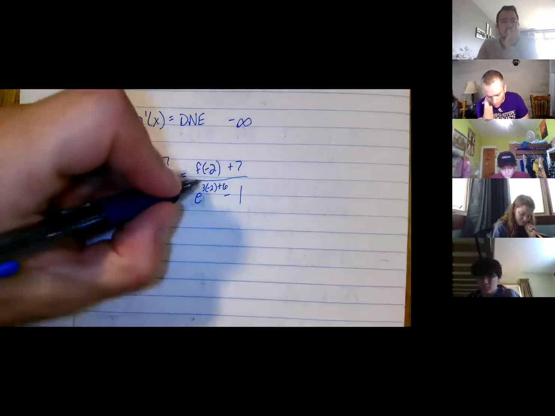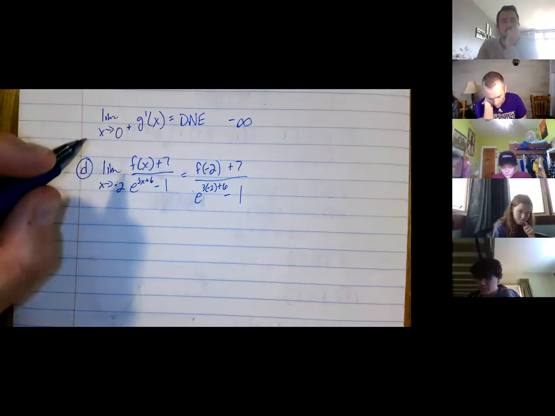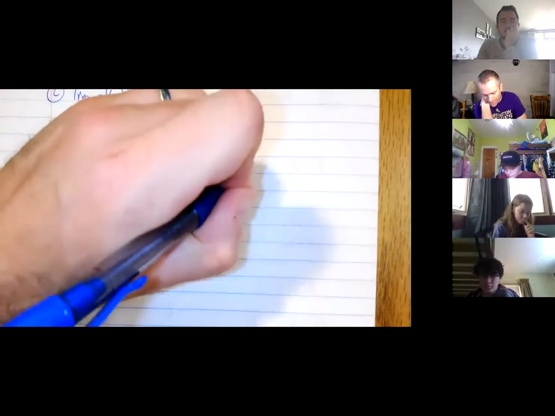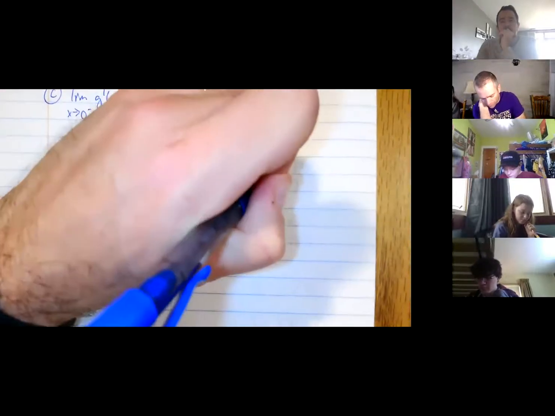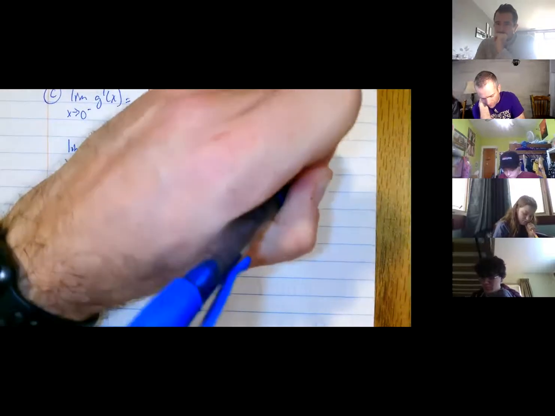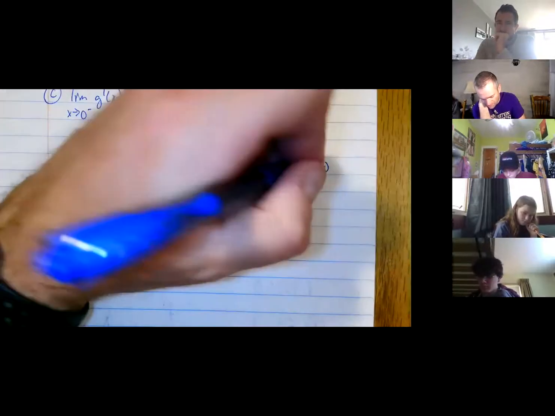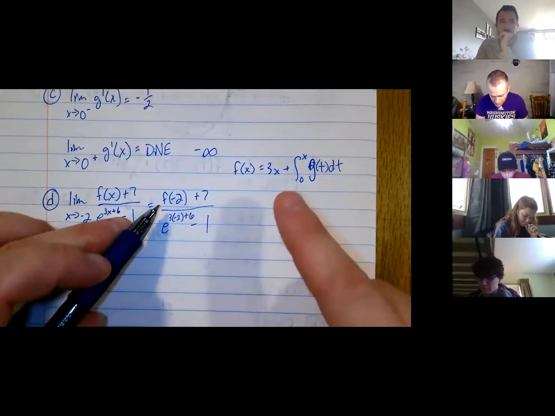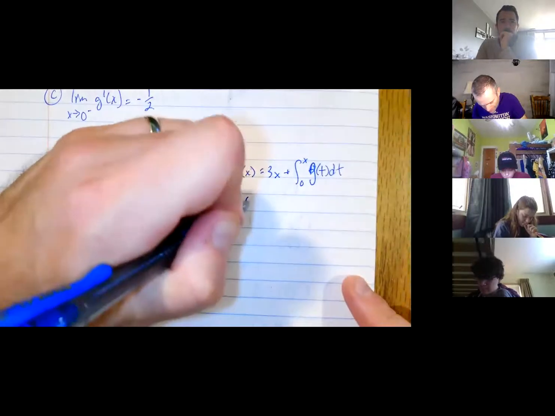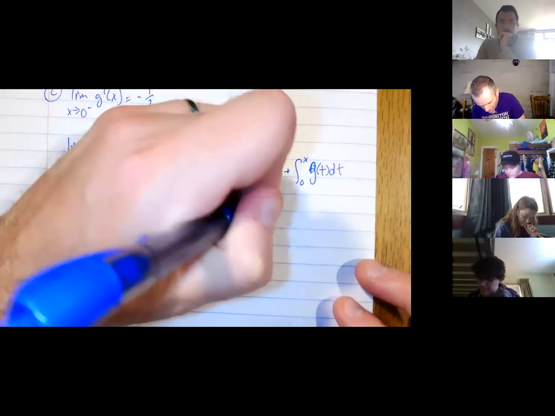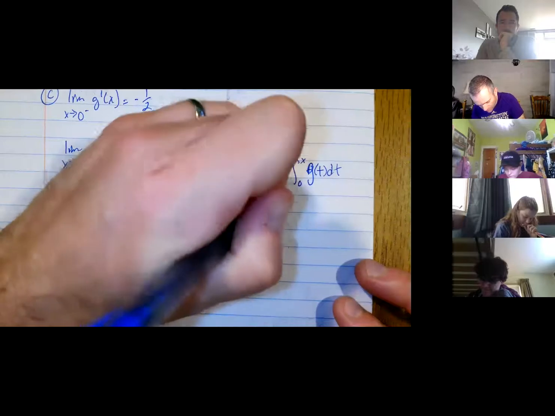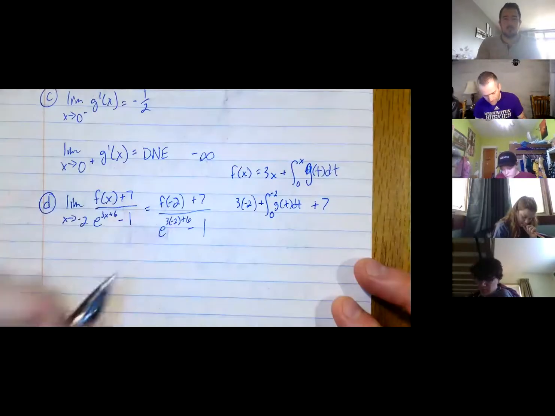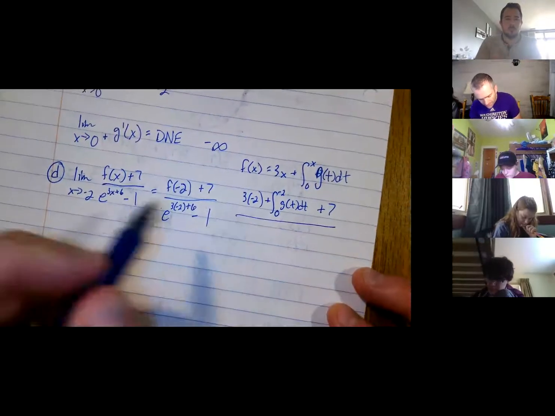All right, so what is f of -2? You have to remember that f of x was 3x plus the integral from 0 to x of g of t dt. And so f of -2 is going to be 3 times -2, plus the integral from 0 to -2 of g of t dt, and then you've got the plus 7.